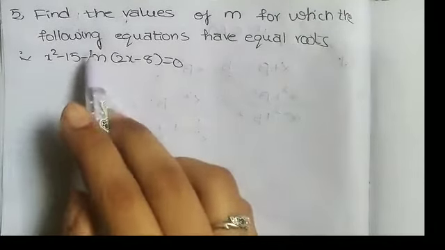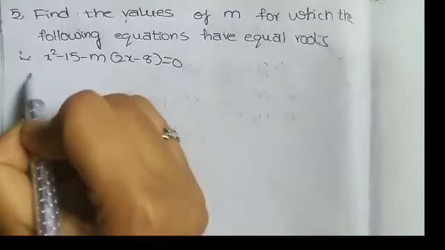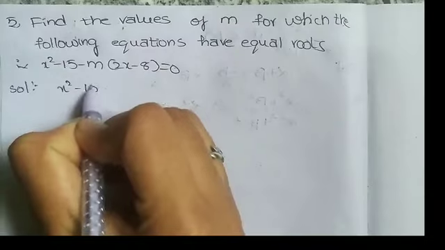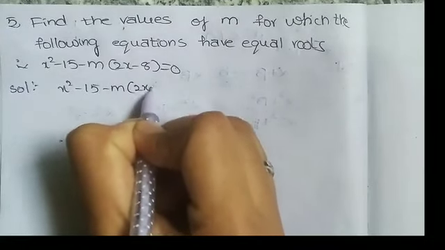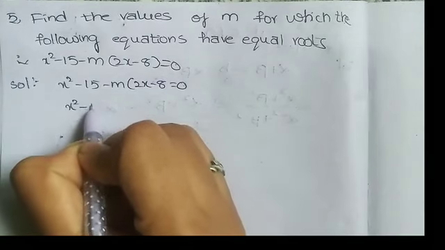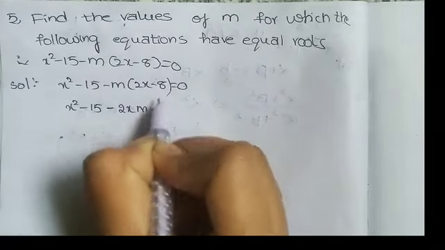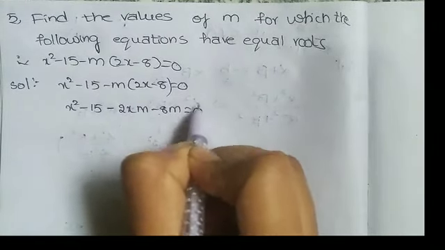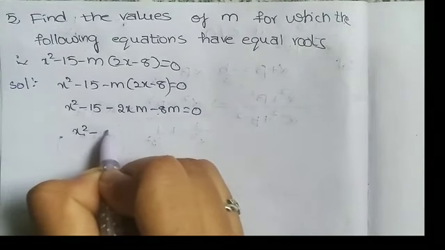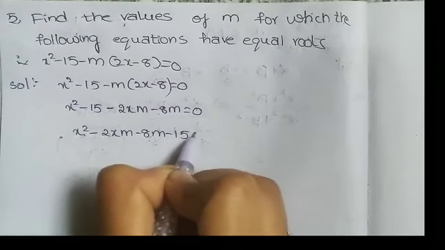This is the fifth problem. Find the values of m for which the following equations have equal roots. So this is the given equation. First of all, we have to solve this. x square minus 15 minus m into 2x minus 8 is equal to 0 is the given equation. x square minus 15 minus 2xm minus 8m is equal to 0. Write in an order: x square minus 2xm minus 8m minus 15 is equal to 0.